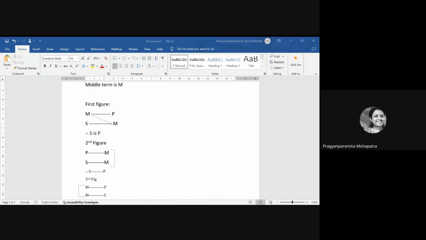Okay. So it will now be seen that there will be 16 modes in each figure. So each figure can have 16 modes. Okay? And we are having four figures. Therefore, 16 into 4 is equal to 64 modes in all the four figures.